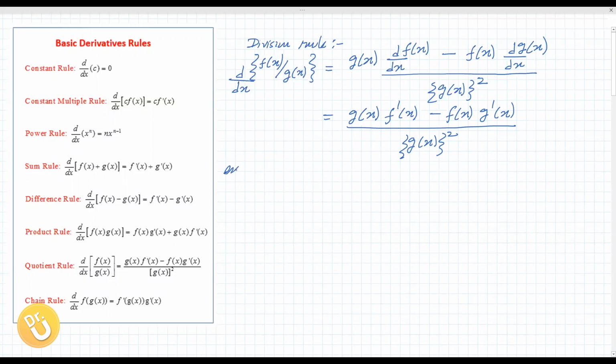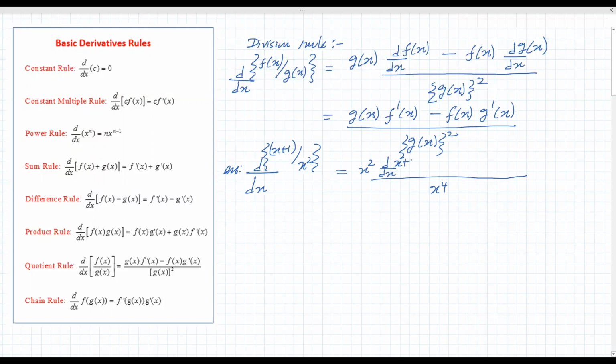Now, as an example, d dx of f x function would be x plus 1, and then g x is x squared. So if you have a system like this, this is going to be x to the power 4, because of the square of the denominator function. Then x squared goes here, then d dx of x plus 1, always minus. Then x plus 1 comes here, and you do the derivative of the other function x squared. So here you get x squared, d dx of x plus 1, that is going to be 1, minus x plus 1 comes here, then d dx of x squared, this is going to be 2x. The whole thing divided by x to the power 4.